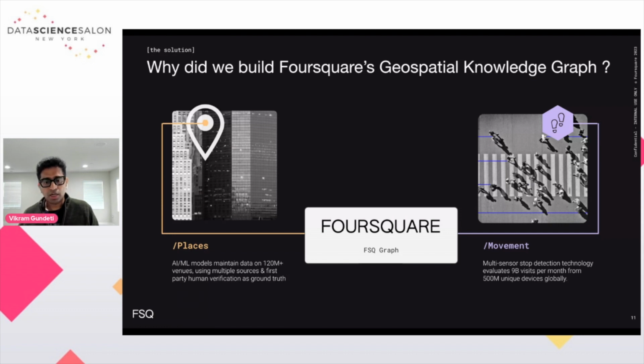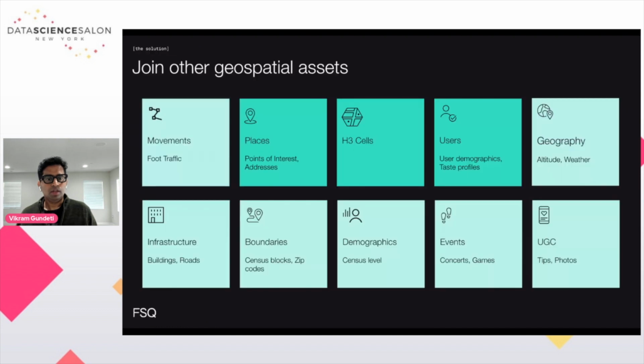Now, we have these assets, but we found that our customers are still spending a lot of time to derive value from these assets. That's when we went a step further with the knowledge graph. We brought in various other foundational assets that are available either in open community or other sources, and connected them to our foundational assets like places.